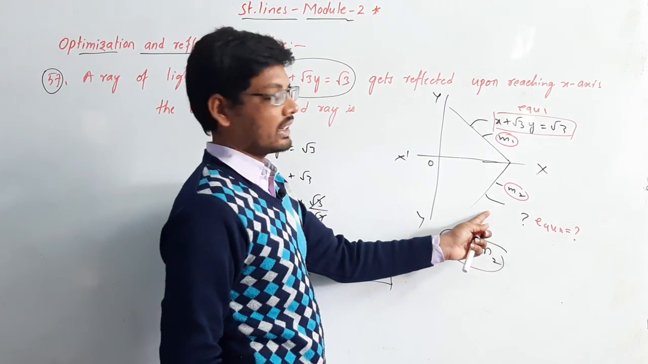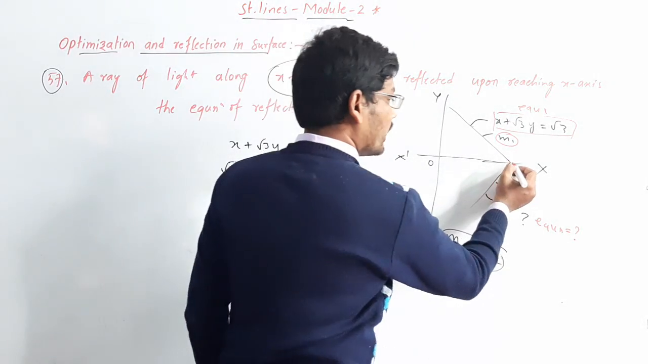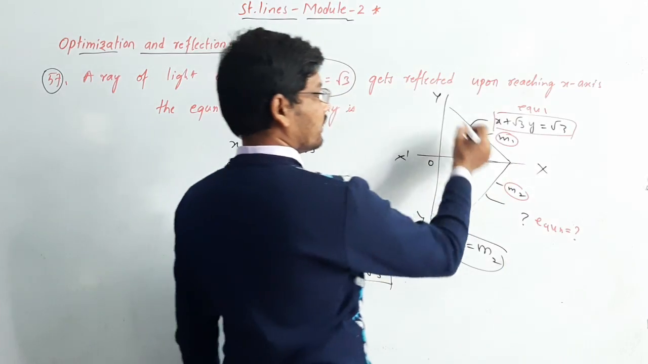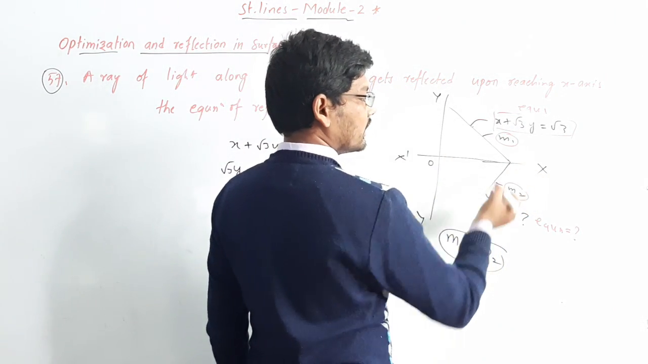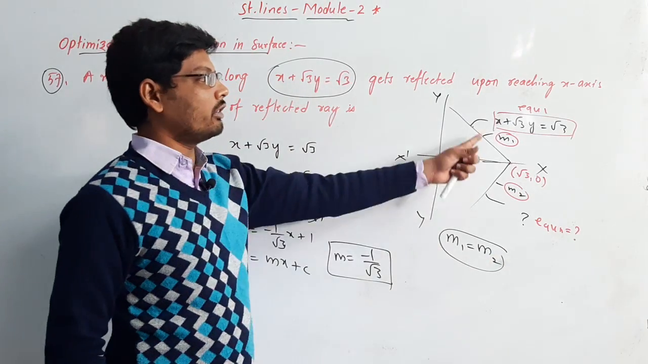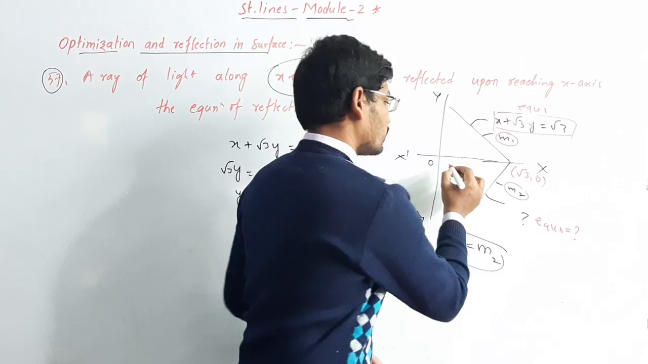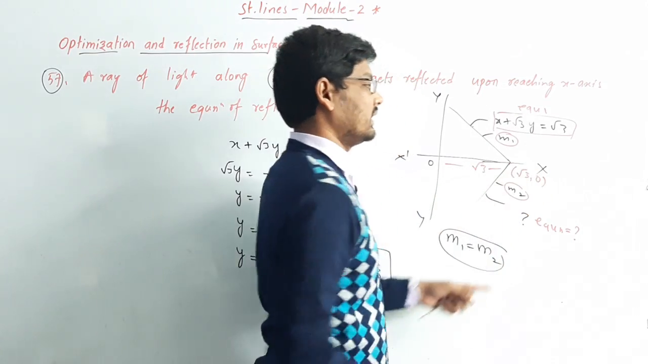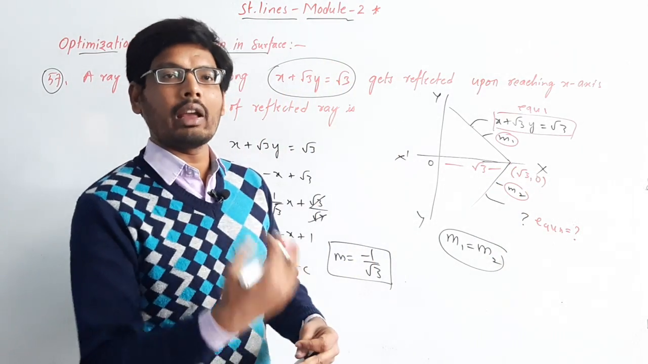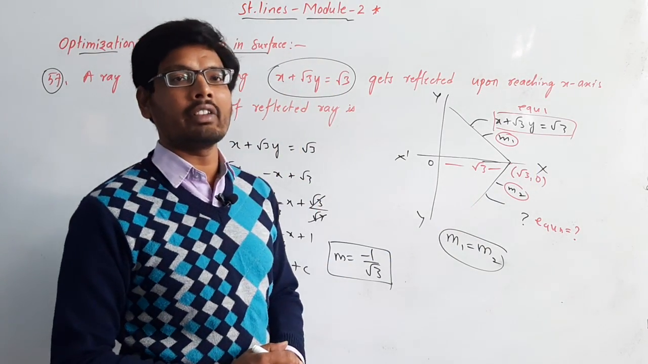We have to find this straight line equation, where the slopes m1 and m2 are equal, and the point where the line intersects the x-axis is root 3 comma 0. The y value will become 0 and the point is at root 3 distance, because it is intersecting on the x-axis. That's why the y coordinate will become 0.